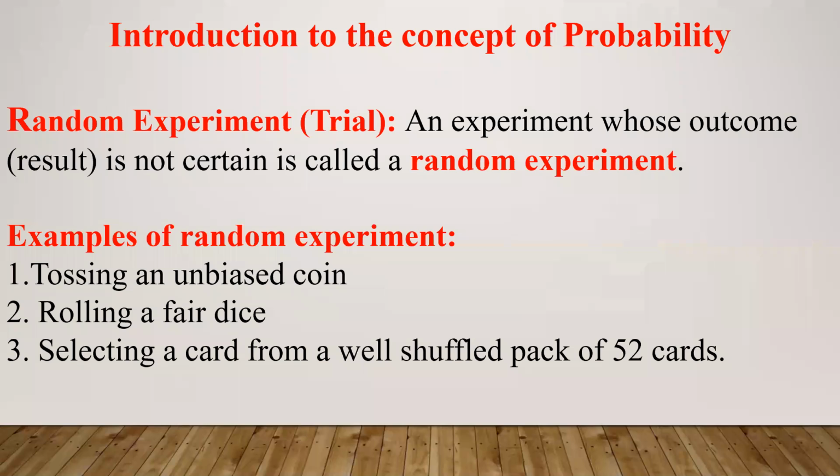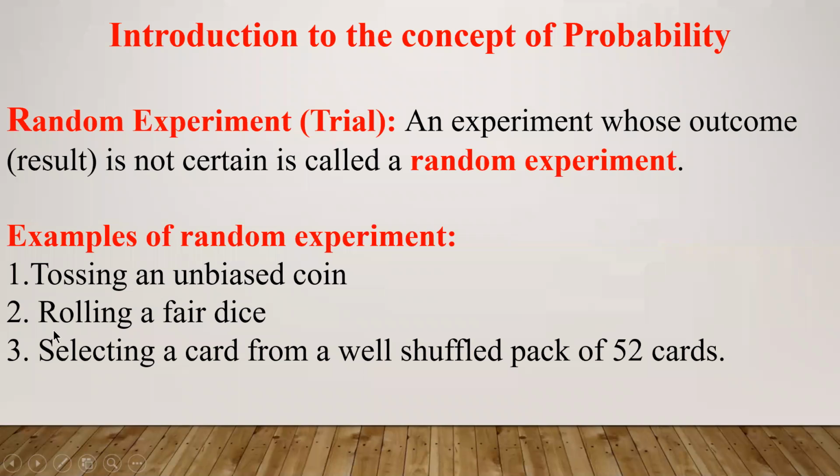But then there are some experiments whose result is not fixed, not certain, मतलब नहीं मालूम है क्या रिजल्ट आएगा. ऐसे एक्सपेरिमेंट को बोलते हैं रैंडम एक्सपेरिमेंट. So I had given you some examples of random experiment. Look at the first example, tossing an unbiased coin. If you toss a coin, you do not know whether it will land into head or tail. So you do not know the result beforehand. So that is an example of a random experiment.